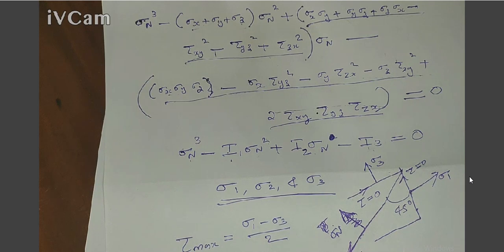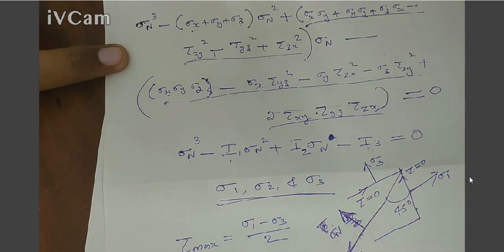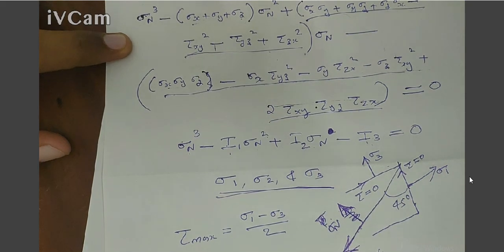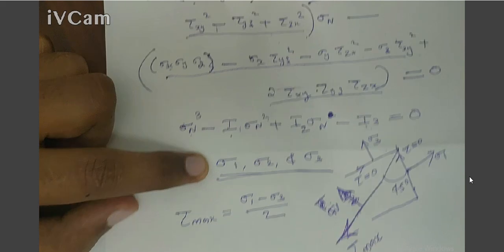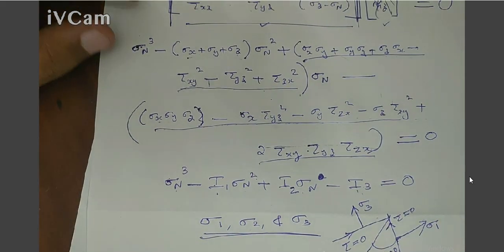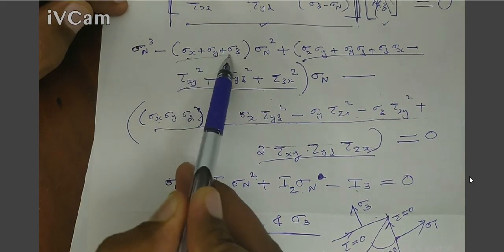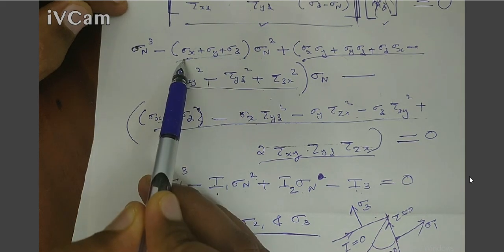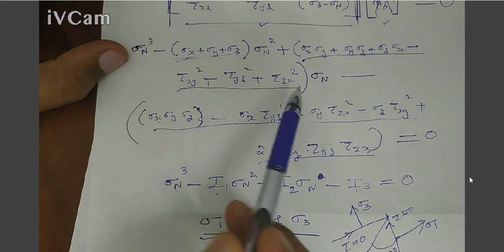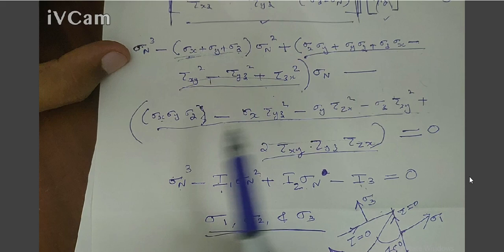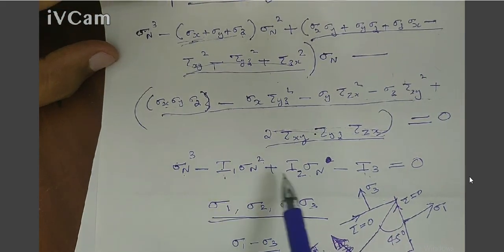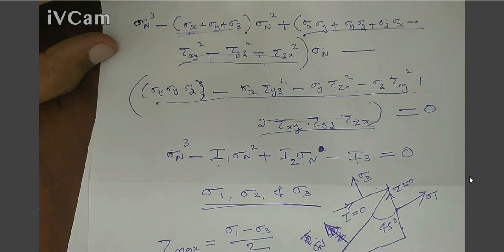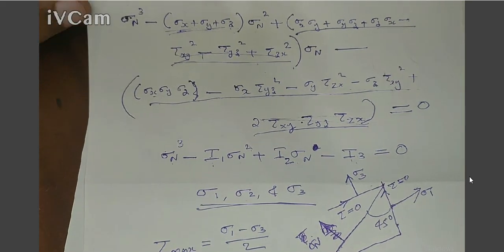And finally, after derivation, we come to this cubic equation. If you take the roots of this cubic equation, we get these three principal stress values. And in this equation, all the coefficients along with sigma n are called stress invariants. So this is I1, this is I2, this is I3. That is called stress invariants I1, I2, I3. Okay, so this is about principal stress.